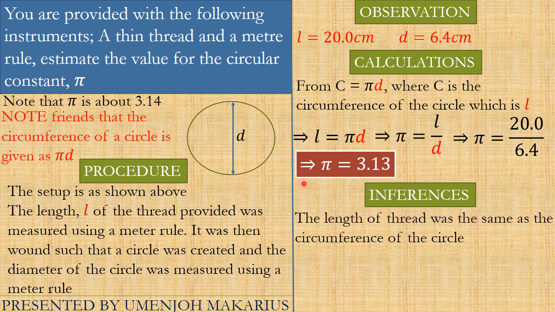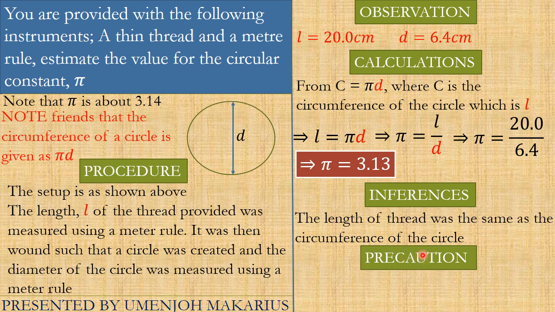Good. So now the inference, you tell them that the length of the thread was the same as the circumference of the circle. That is great. You can further put L to be pi d. That's up to you. But this is the major idea about the experiment, and it's the inference. You're going to have all the marks once you give this. Then now friends, the conclusion in this case is the precaution, the precaution in this case, guys.